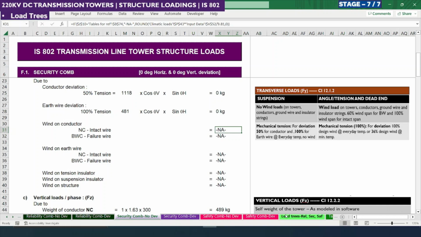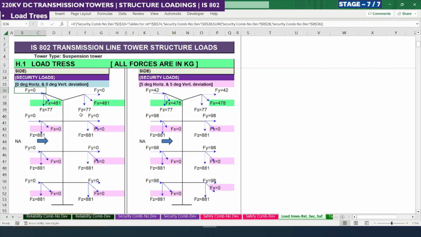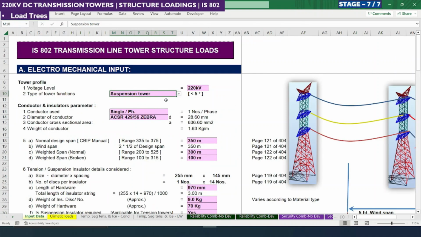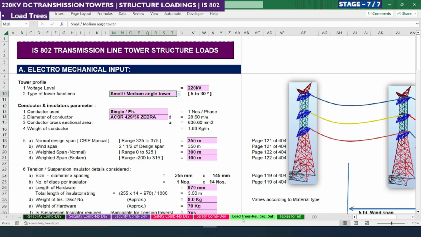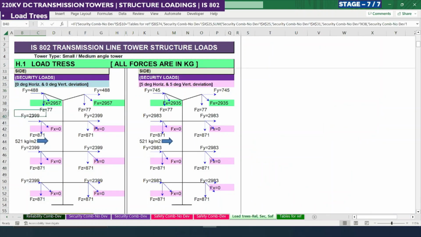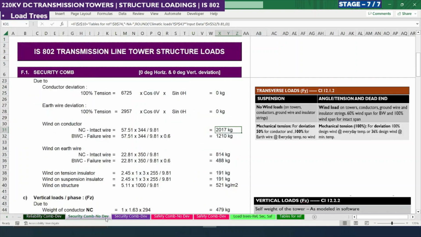So in this case, suppose we are considering the line tower, say for example if I am changing this input to a small tension tower, and if you look into that tree you can find some transverse loads on conductor, because in this class it is mentioned for tension tower we need to consider wind load on structure, also the mechanical tension we need to consider.